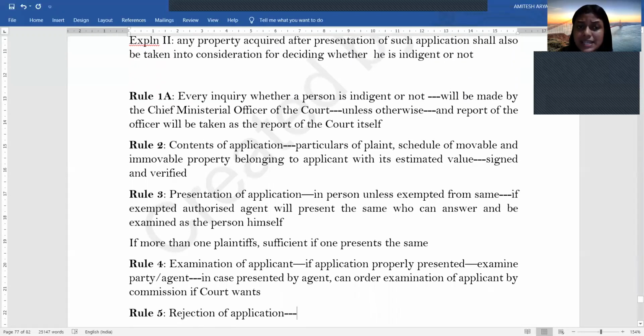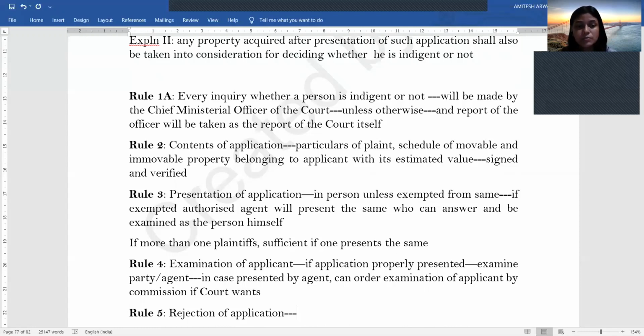Now, Rule 1A states that every inquiry, whether this person is indigent or not, will be made by the Chief Ministerial Officer of the court, who will make a report, and on this particular report only, the court will act. Now, what would be the contents of this application? Not a plaint. It is an application. You are making an application to sue as an indigent person. In that application, you're writing all the particulars of a plaint. You're writing the schedule of movable and immovable property that belongs to you, and you're signing and verifying it.